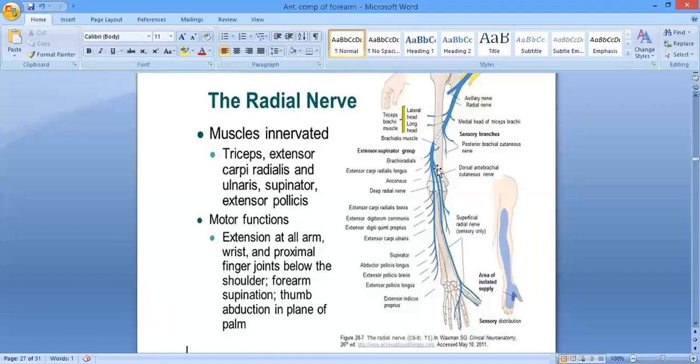And then it is going to cross the elbow joint and come to lie on the dorsal aspect of the forearm and is going to supply the narrow middle strip on the posterior surface of the forearm. Is it clear?